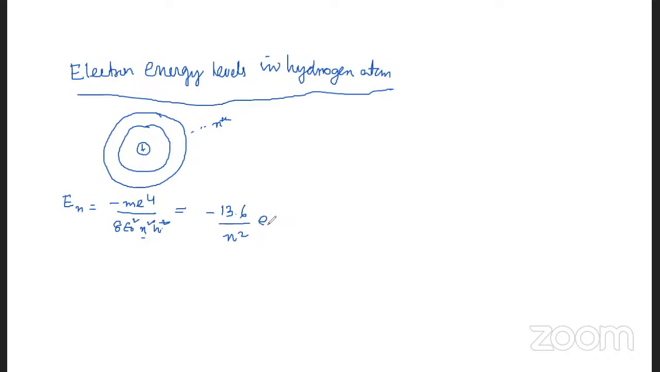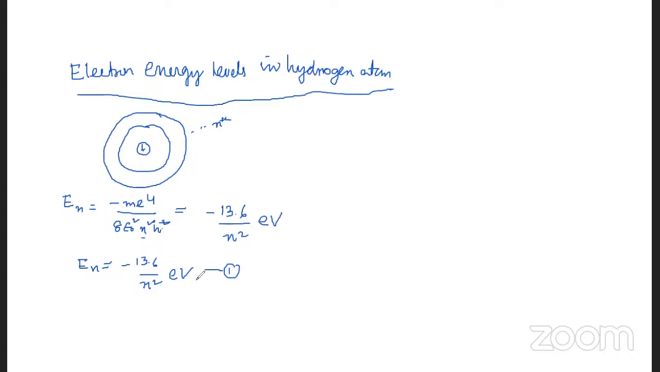And this energy is in terms of electron volts. So the electron energy level En is equal to minus 13.6 by n square electron volts, which is what we have got here.